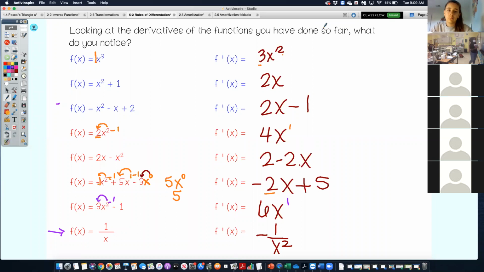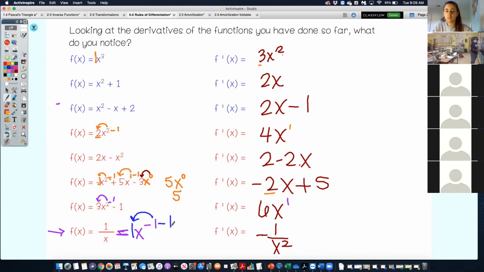X to the -1 power. This can be rewritten as x to the -1 power. This is what came from your laws of exponents. Remember, anytime you had a variable in the denominator, you could flip it and make it a negative exponent. So now the rule still works. What's the coefficient in front? 1. A 1. -1 times 1, there's your -1.